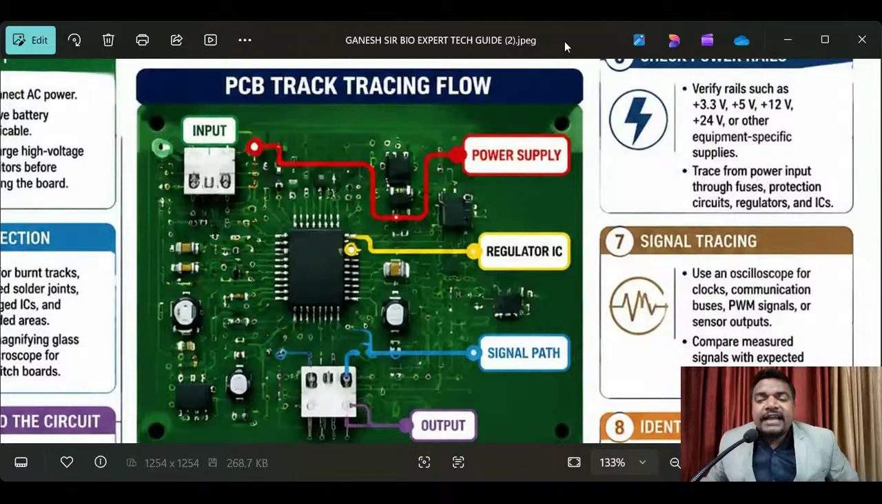See here, PCB track tracing flow. Whatever is visible on the display, this is the PCB, and what are the things here? Input and power supply, regulator IC, and signal path for your sample purpose. And what are the important things? I will tell you right now, so listen carefully and try to engage.